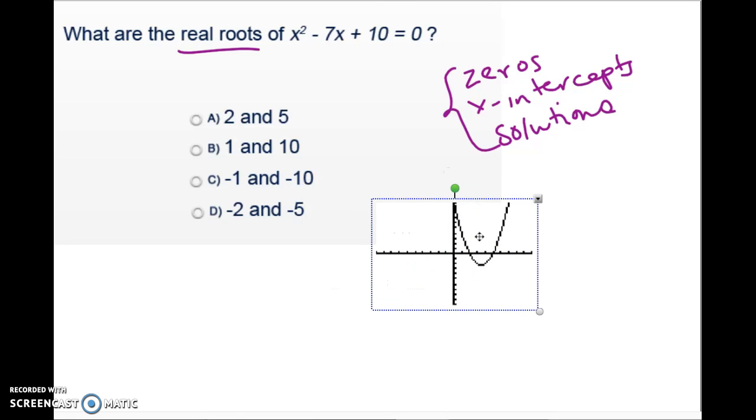Now, the first problem we did, they were written out as factors. This one is asking us what the actual values are. So 2 and 5 were the actual values. If it had said anything about factors, it would be an x minus 2 and an x minus 5.